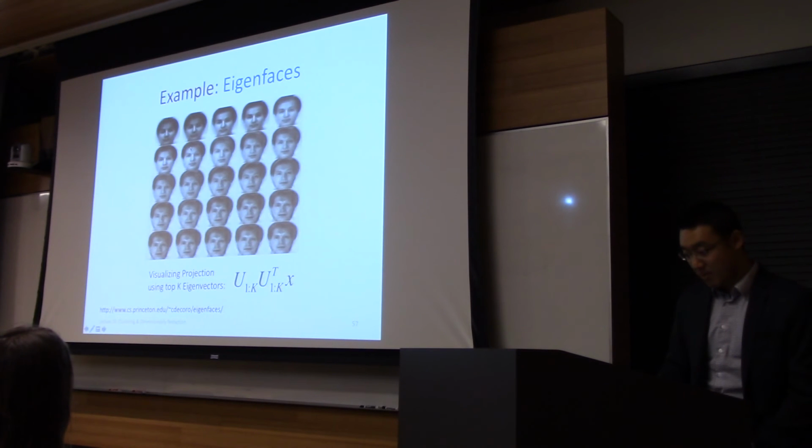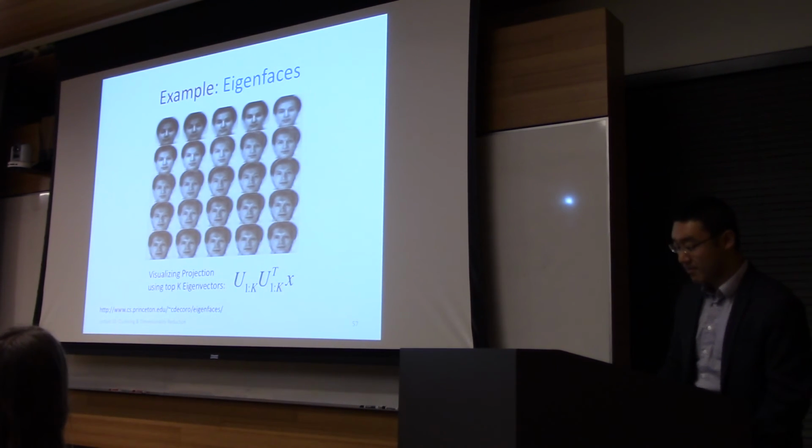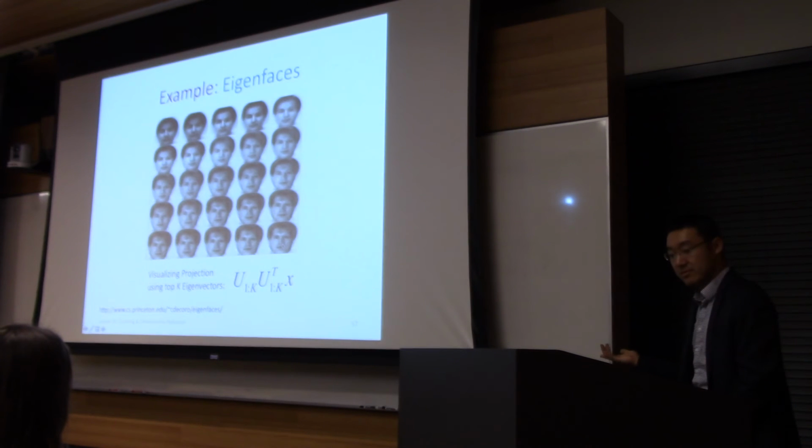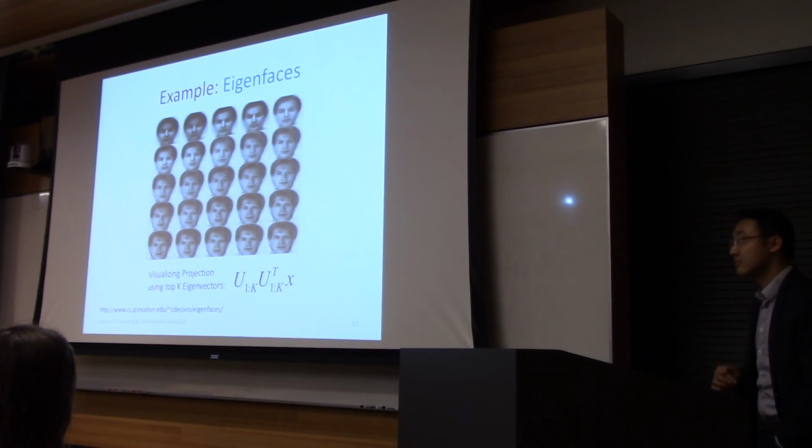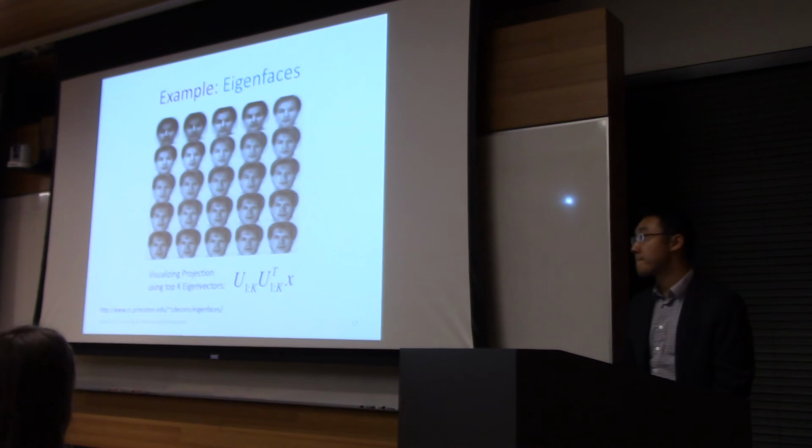So with few eigenvectors, you get a reconstruction that is not that good. With more eigenvectors, you get reconstructions that look closer and closer to the original face. Any questions on that?